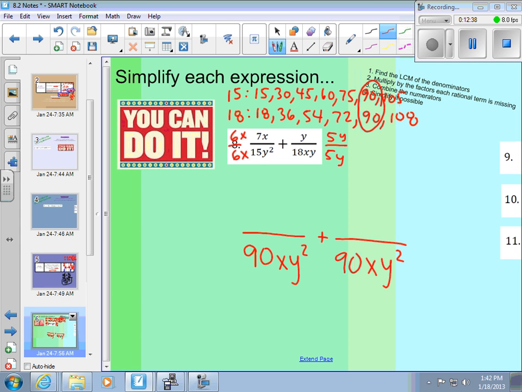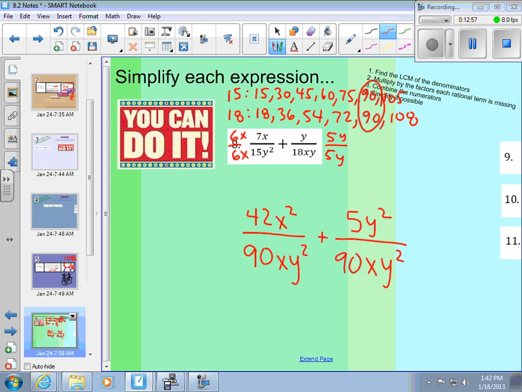All right, now we also have to do the multiplication in the numerators. So we have to take 6x times 7x on the left. 6 times 7 is 42. x times x, x squared. On the right, only the number 5, y times y would be y squared.